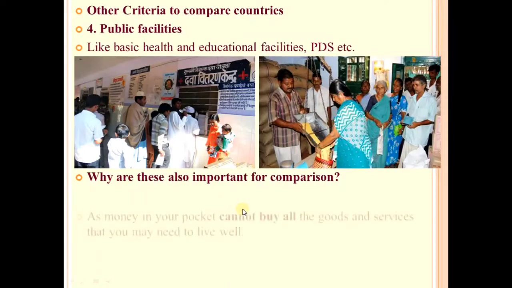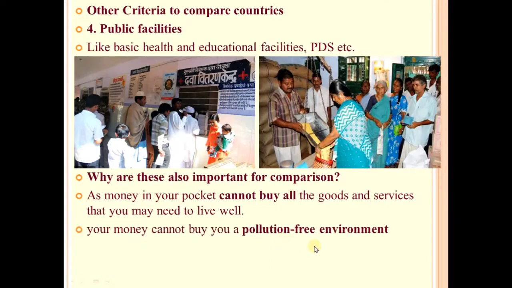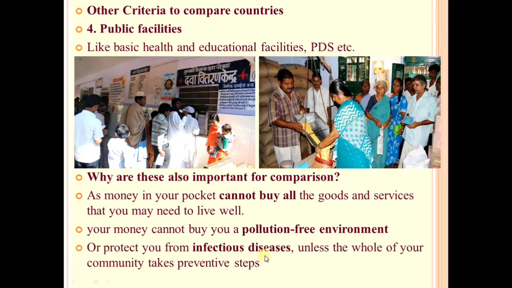The reason is that money is not everything. You cannot buy everything with money. For example, money cannot help you buy a pollution-free environment. In Delhi, many people are rich, but they are not able to get a pollution-free environment. Another example: you cannot protect yourself from infectious diseases if community preventive steps are not taken.